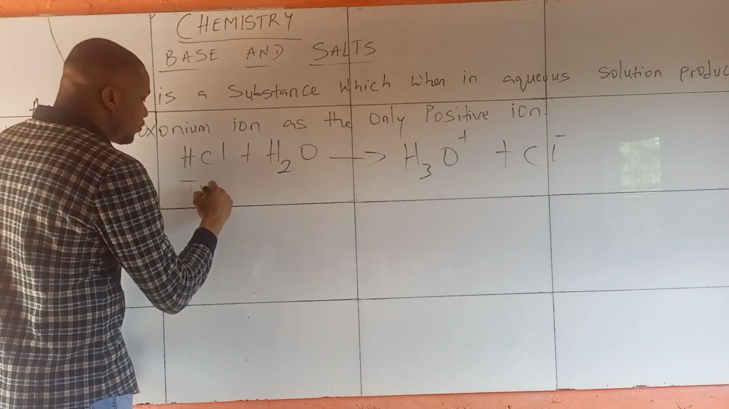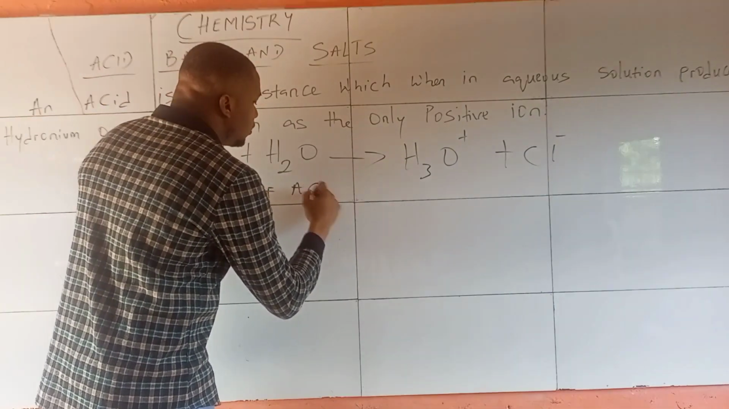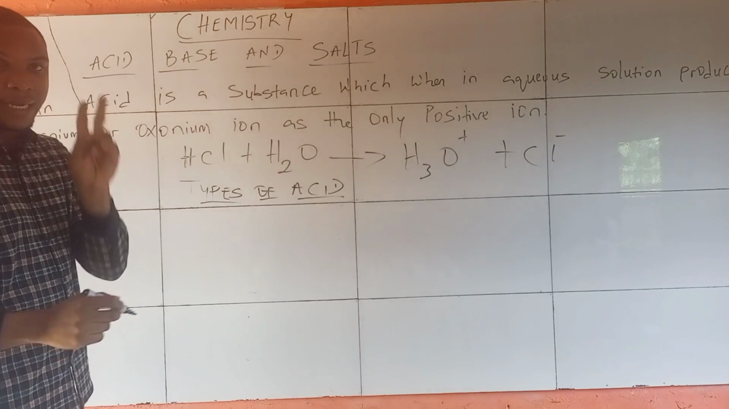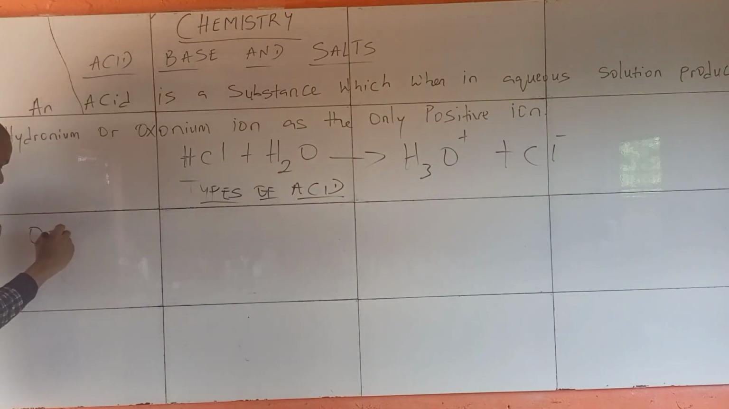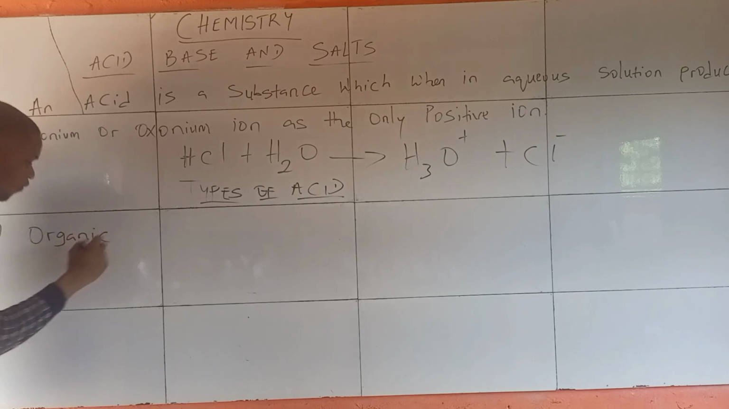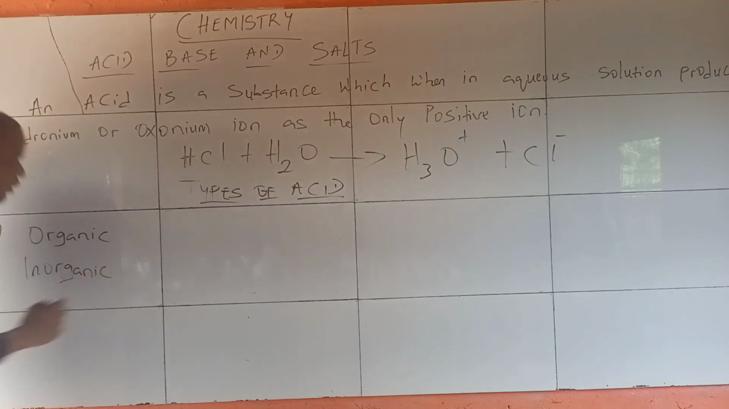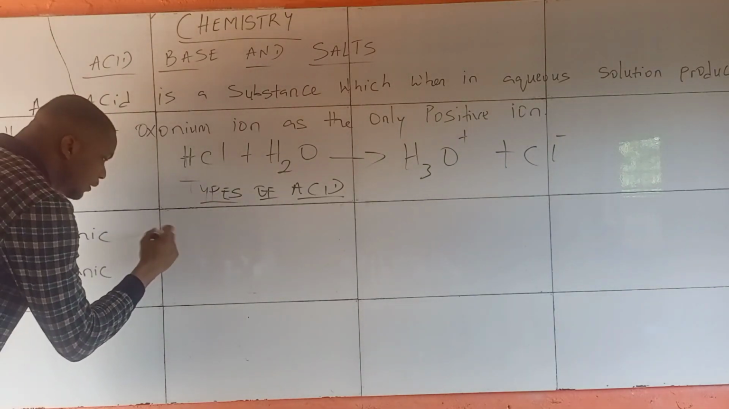Types of acid. We have two basic types of acid, namely the first one, organic acid, and the second one, inorganic acid. Organic acid and inorganic acid. These are our two major types of what? Acid. Let's go with the first one, organic acid.